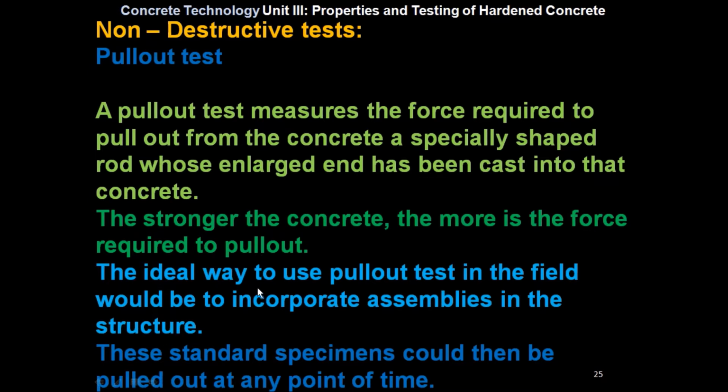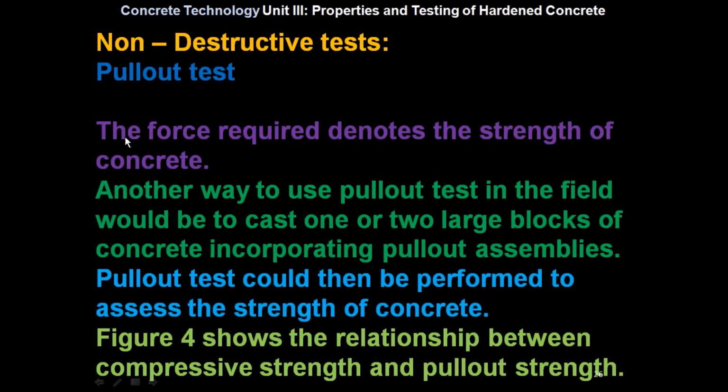The ideal way to use pull-out test in the field would be to incorporate assemblies in the structure. These standard specimens could then be pulled out at any point of time. The force required denotes the strength of the concrete. Another way to use pull-out test in the field would be to cast one of two large blocks of concrete incorporating pull-out assemblies. Pull-out test could then be performed to assess the strength of concrete.